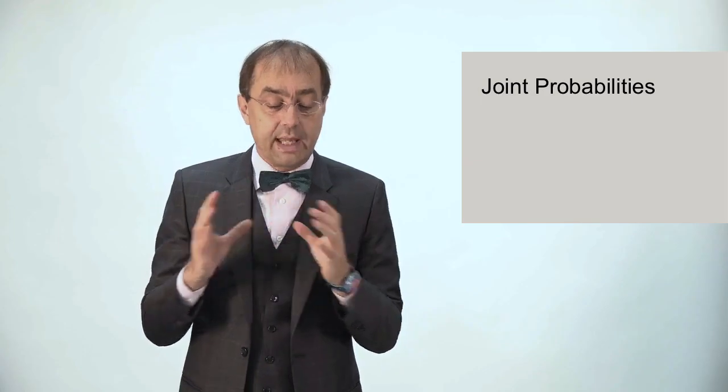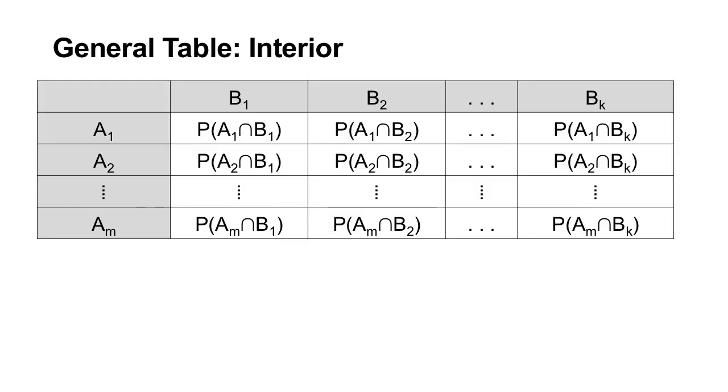You can now scale this as far as you want. So it doesn't have to be just 2 by 4. You can have as many rows as you want. Here I use a generic M, so we have A1, A2 all the way to AM. You can have as many columns as you want. Here I use a generic K, B1, B2 to BK.